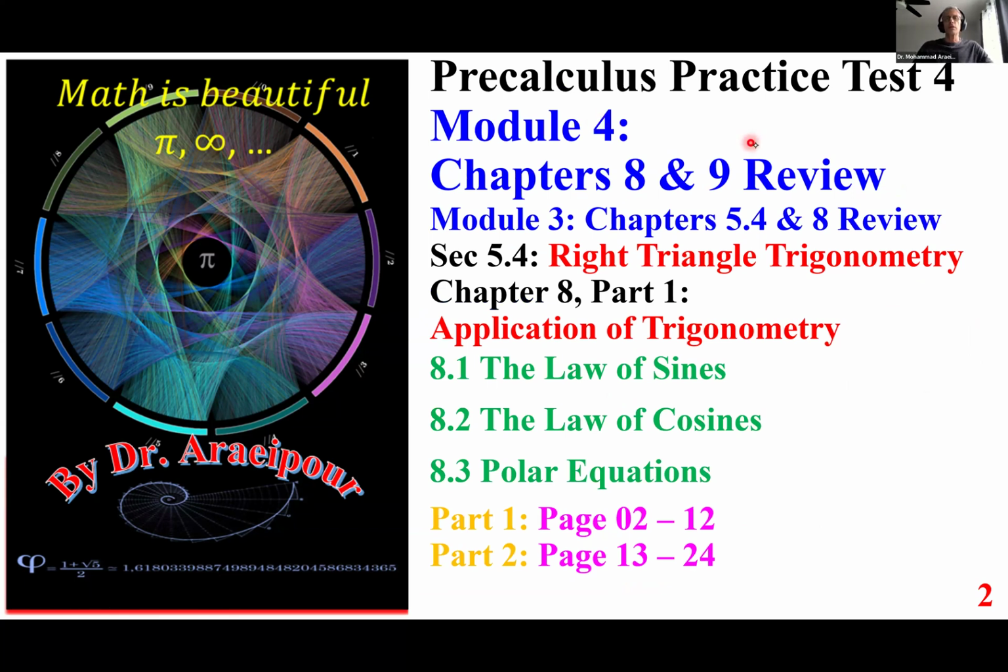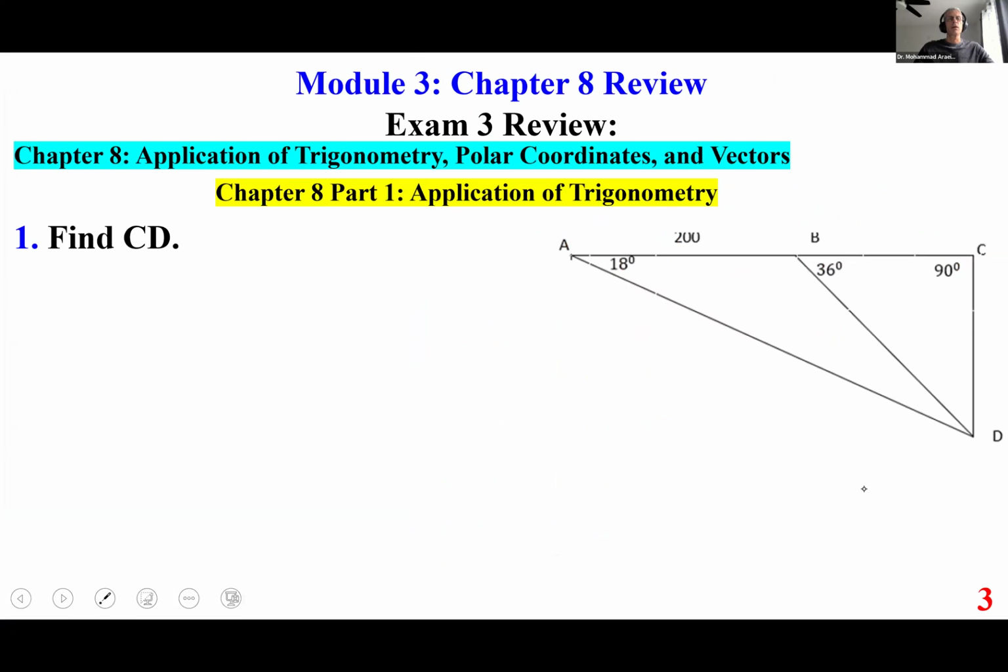So here's module 4. The first part is about section 5.4, the right triangle trigonometry, and chapter 8, part 1, application of trigonometry, the law of sines, the law of cosines, polar equations. All right, so starting with module 3, chapter 8, part 1, application of trigonometry, we want to find CD, this distance CD, and let's look at what's given.